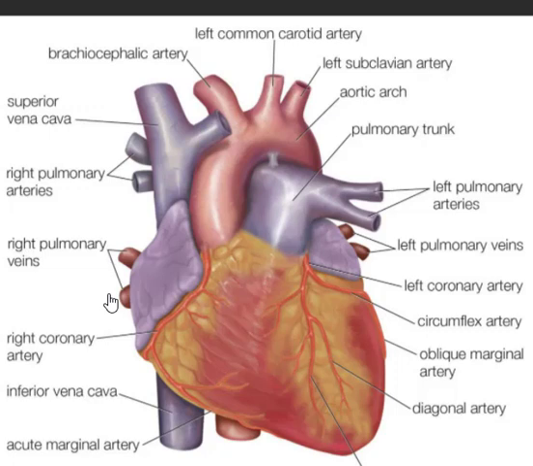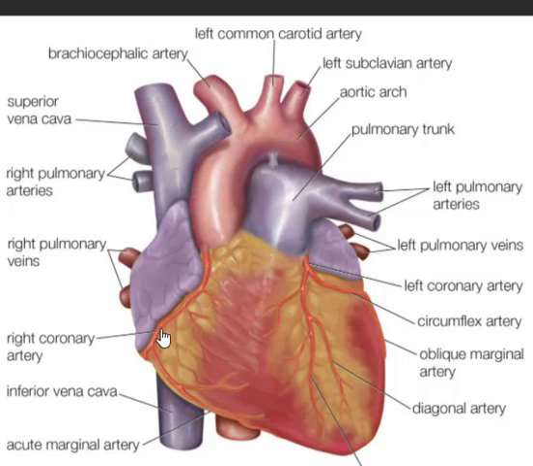All right, so to recap, you have the superior and inferior vena cava, you have the aorta, the aortic arch, the pulmonary trunk, and then the pulmonary arteries coming off of that to the left and to the right.